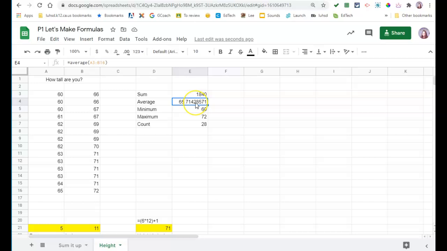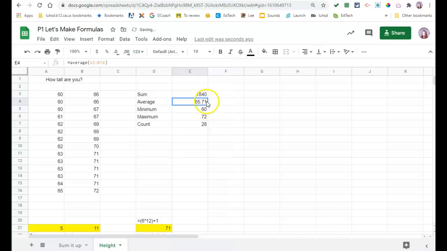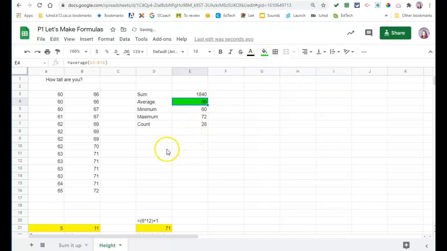Now that number is kind of big. Can we make it smaller? Let's fix it so there's like no numbers behind the decimal. So I'm going to come up here at the top. I can click on more formats, this 1, 2, 3, and just tell it we want a number. That gives me 2 numbers behind the decimal. Or I could click this button right here, decrease the decimals, so now there's no numbers behind the decimal. Only because I think it's kind of an important number, I'm going to highlight that cell.